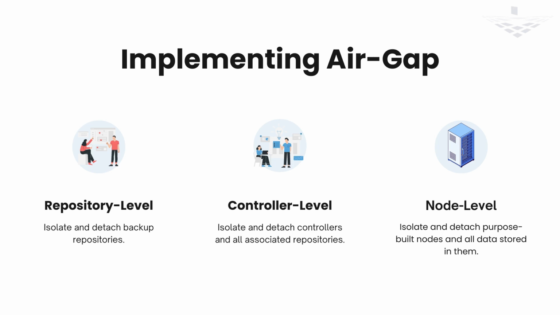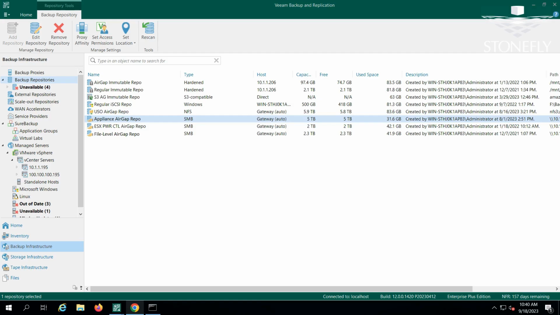The repository level and controller level are internal air-gapping options, which means they are available within the appliance. The third option is node-level air-gapping, which is external and requires a dedicated secondary appliance. With this type of air-gap, the entire node is isolated, disconnected, and unplugged from the network, ensuring maximum isolation and security. In addition to these air-gap options, we offer different repositories supporting air-gapping and immutability.